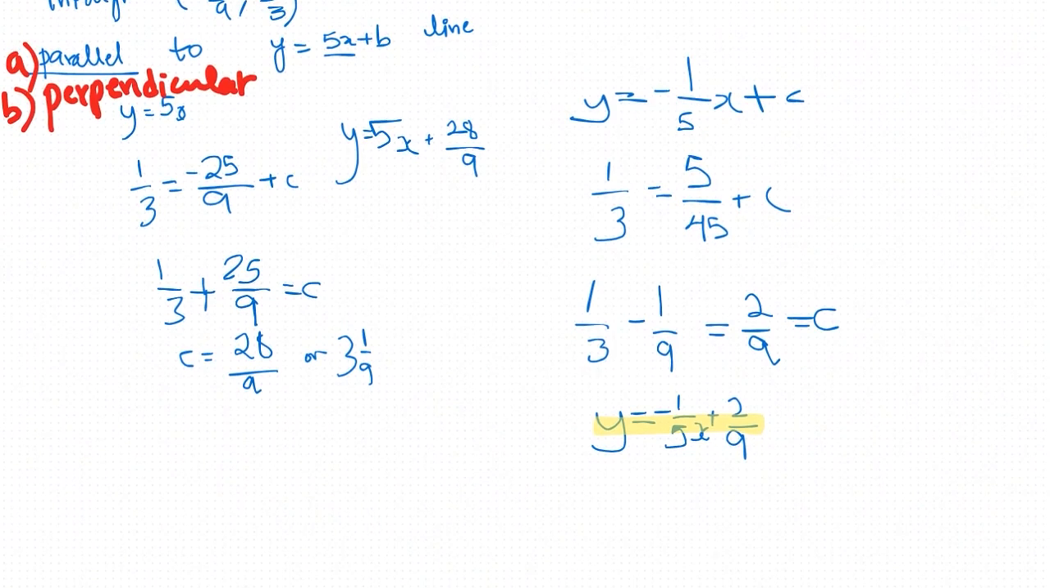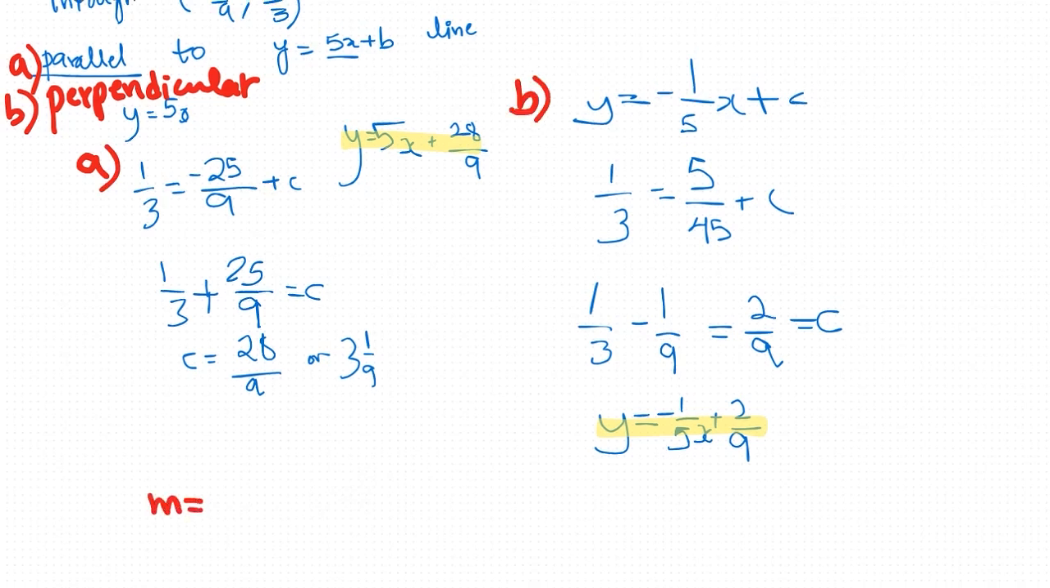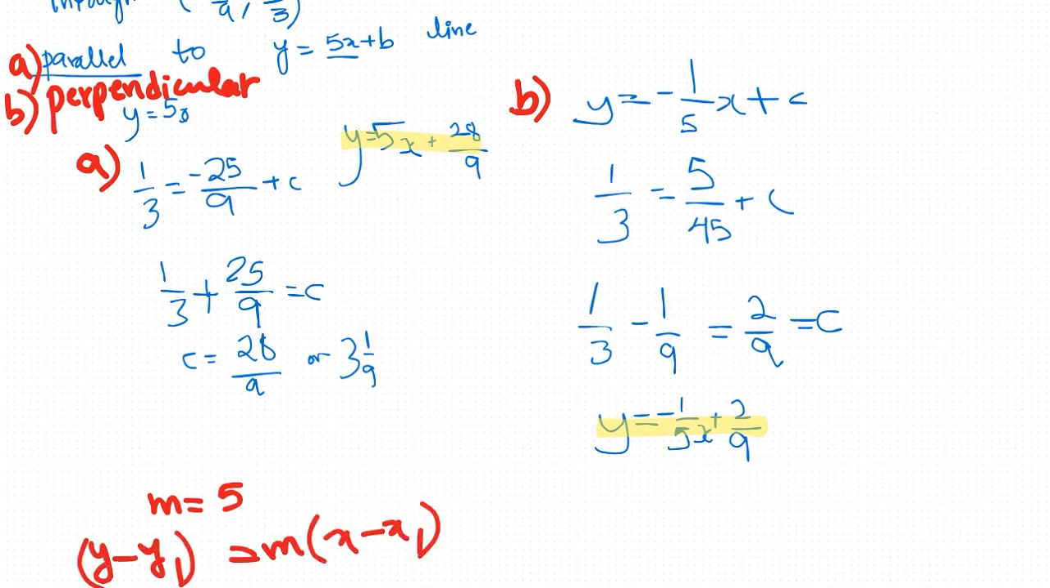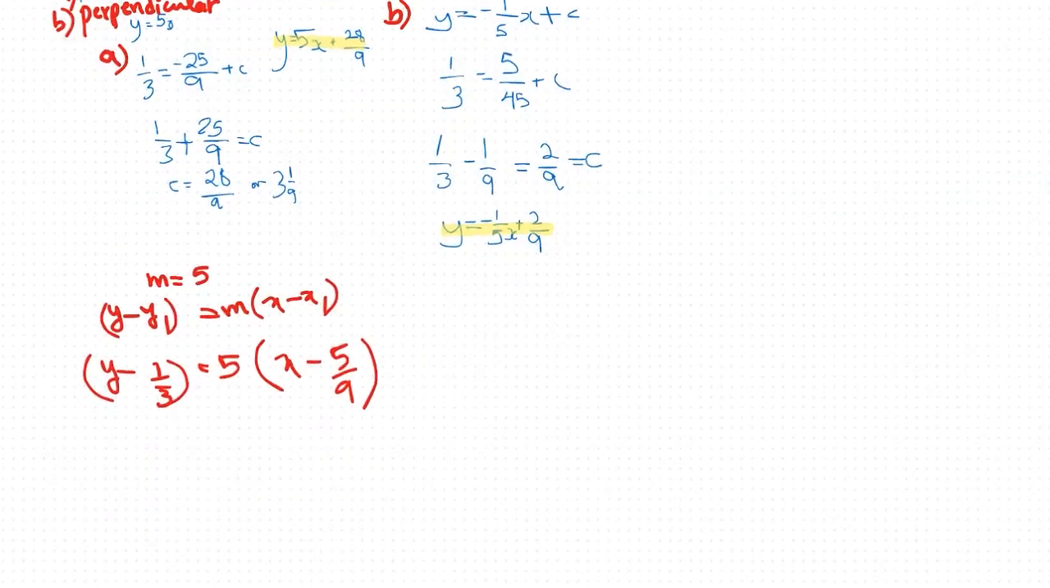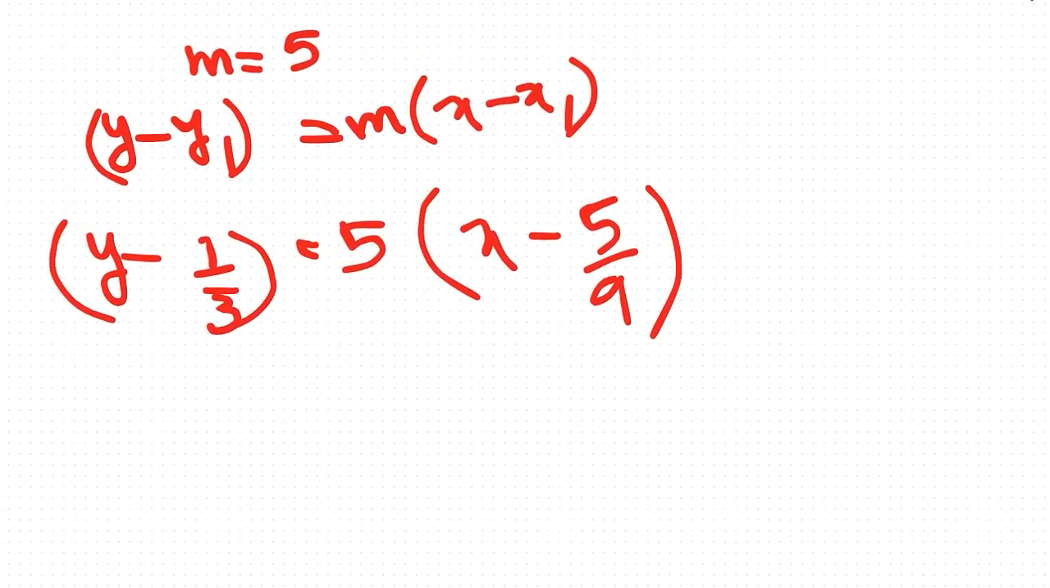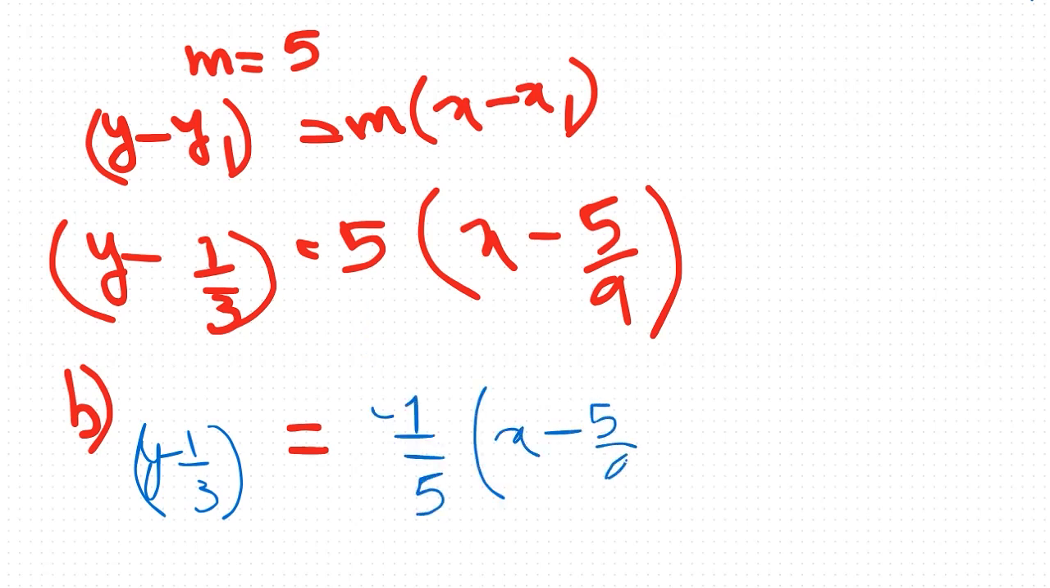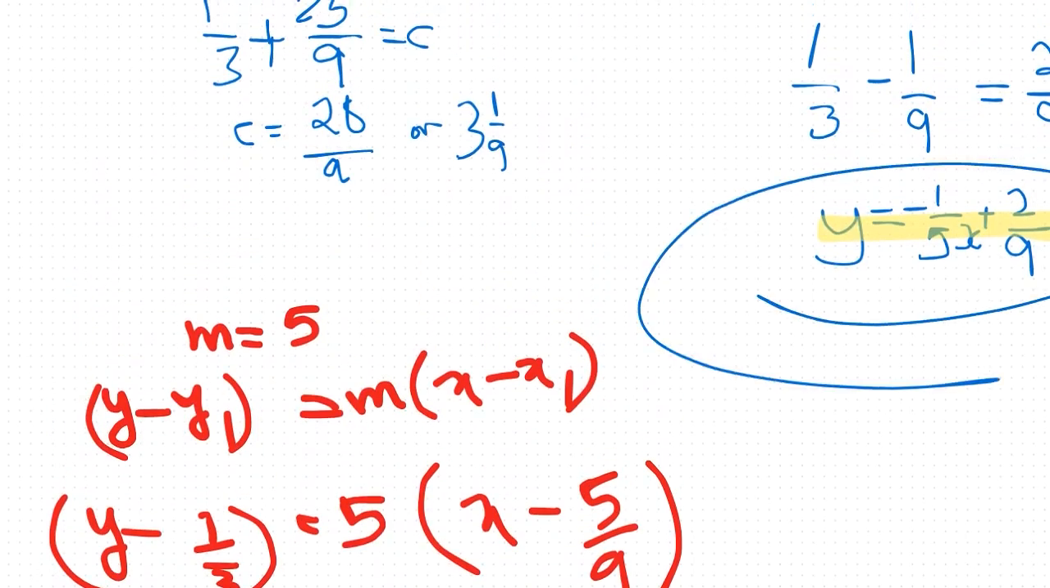One alternative way is we can use the point slope form. We have the slope for the first condition as 5, right? So y minus y1 equals m times x minus x1, where x1, y1 is given. So y minus 1/3 equals 5 times x minus the x-coordinate. Same thing, same result, method is different. For the perpendicular case B, I write it as it is, but the slope is minus 1 by 5. So same thing, we'll get the same answer.